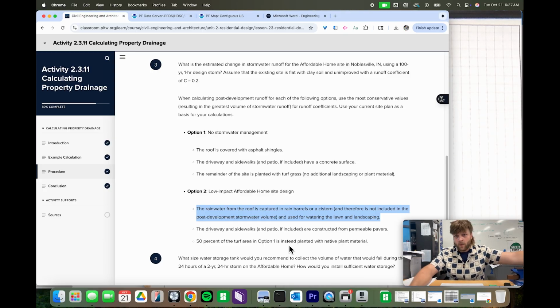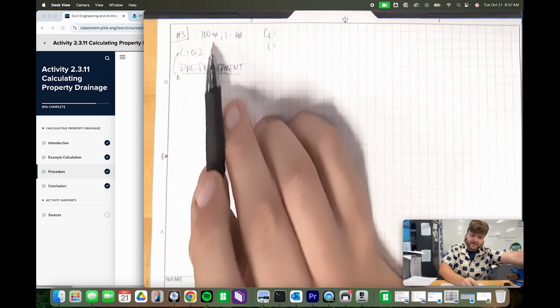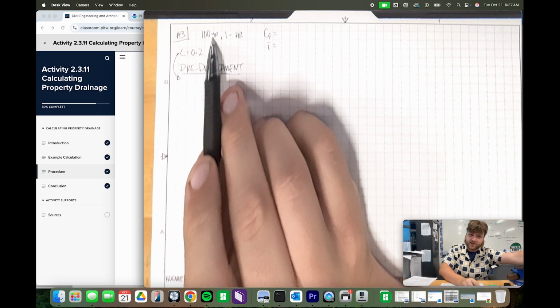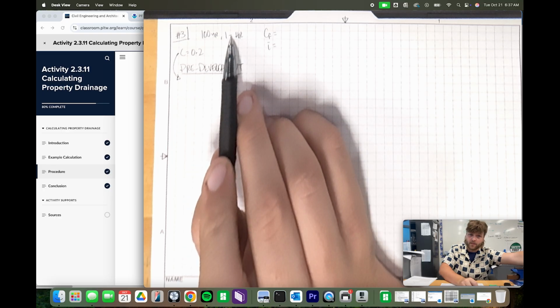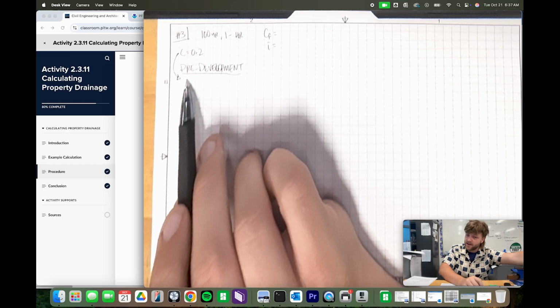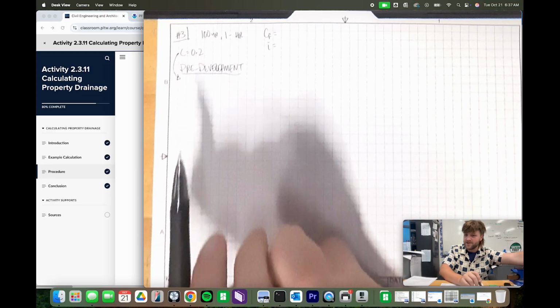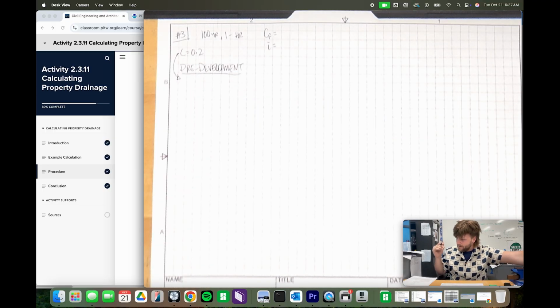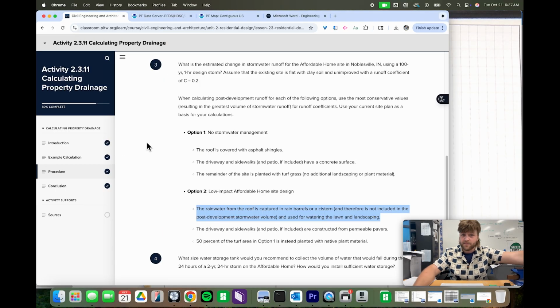All right. Without further ado, let's get down to business. What I did is I wrote down some of the information that we were already provided, such as the return period of that storm, and also the duration of that storm. Additionally, they told us that for the pre-development, the C value we should be using is 0.2. You'll remember that that is the C value for that unimproved flat site with clay soil.